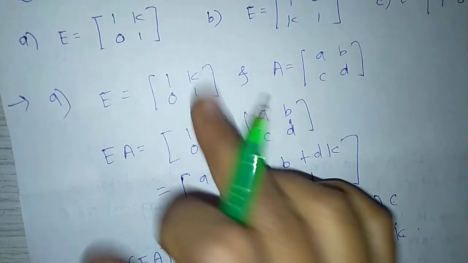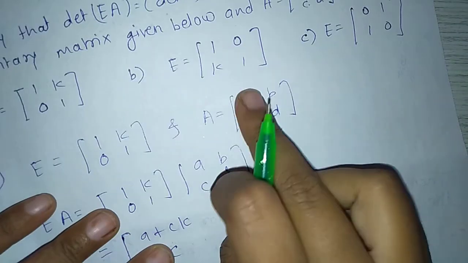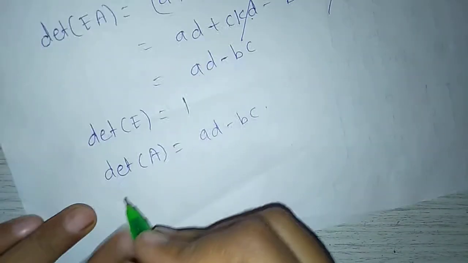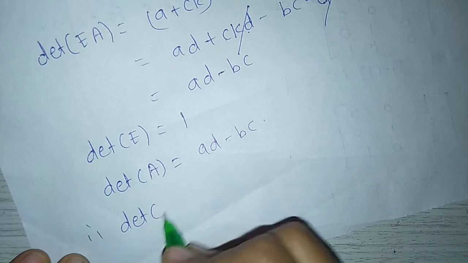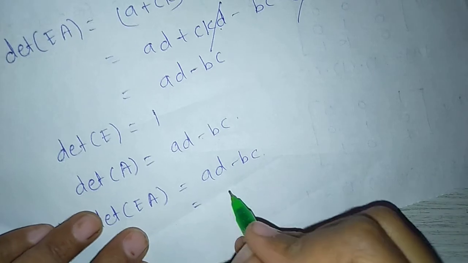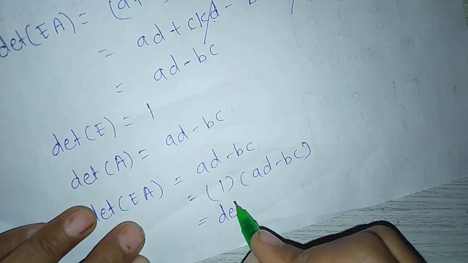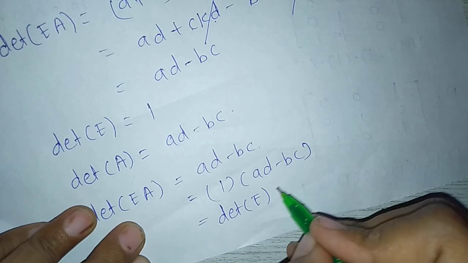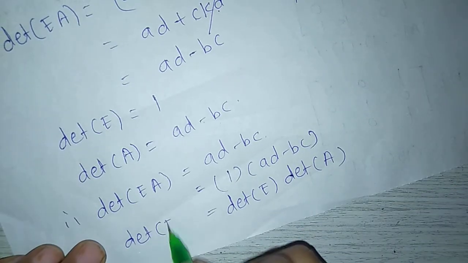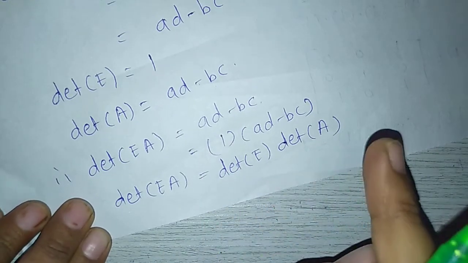Determinant of E is 1. Determinant of A equal to ad minus bc. Therefore, determinant of E into A equal to ad minus bc equal to 1 into (ad minus bc). 1 is the determinant of E and ad minus bc is the determinant of A. So here we verified determinant of E into A equal to determinant of E into determinant of A.